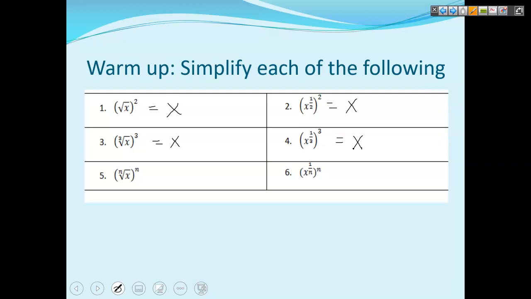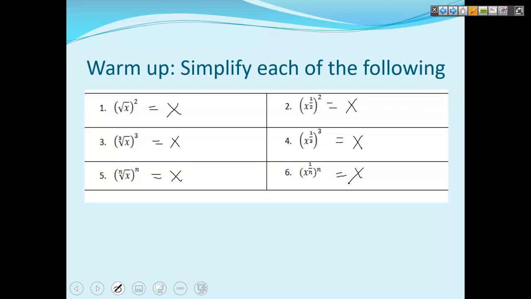So we can then say that if the power outside matches the power on the radical, then it is equal to the inside. We can also say a power to a power that our inverses multiplicatively are equal to the inside.